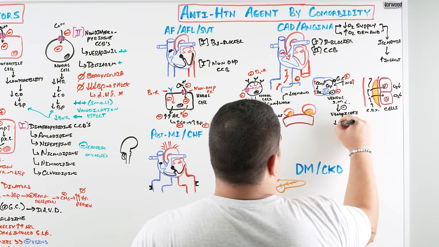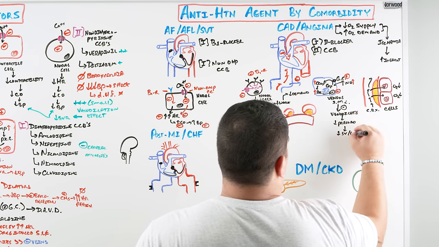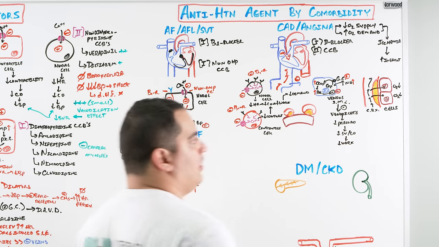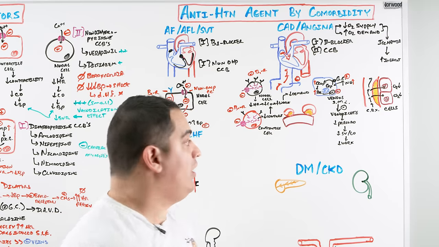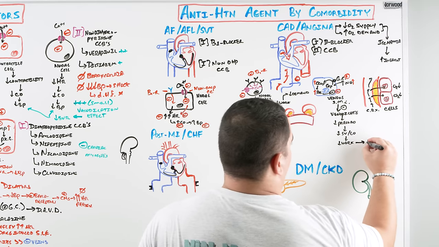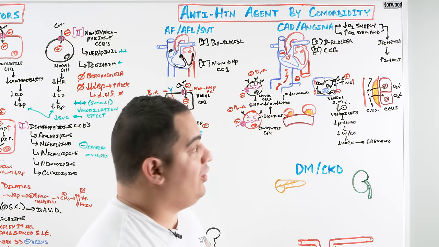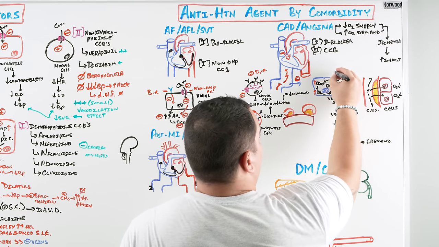If I venodilate, I reduce preload. If I reduce preload, I reduce stroke volume and cardiac output, the amount of work that the heart has to do to pump that blood out of the heart. There's less volume coming into it, less work that it's going to have to do. If there's less work, there's less demand. That's a pretty cool concept there. So that's one indication there.